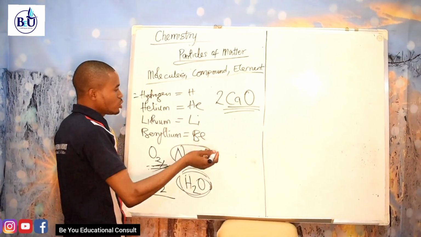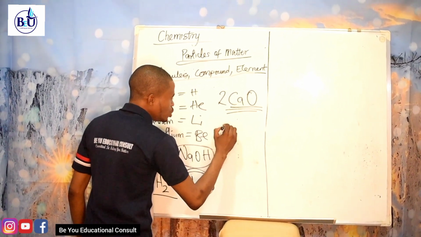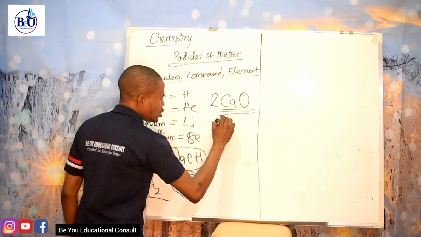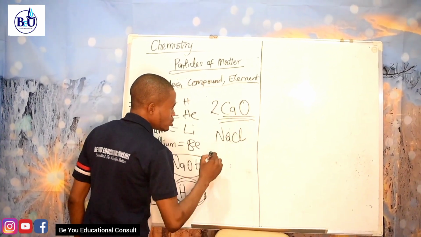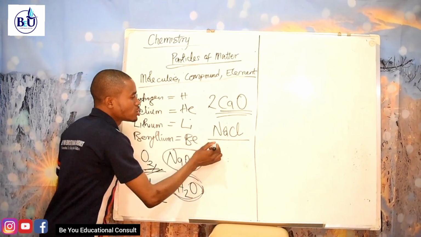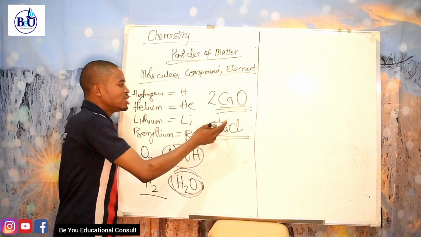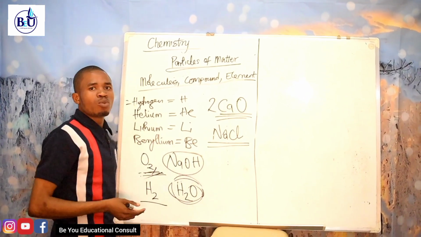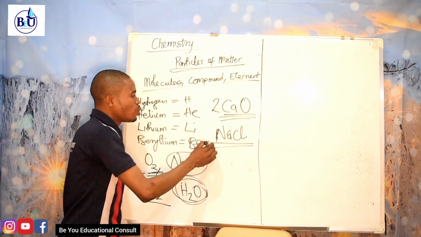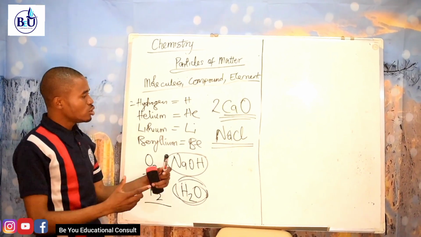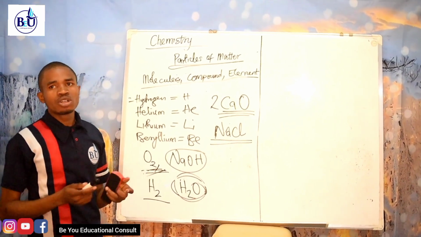You can also look for another compound, which we can call, okay, let's do this, sodium chloride. You can see these elements combining together to form one entity, which is what we call sodium chloride. So this is sodium chloride, and sodium chloride is a compound. So thank you.